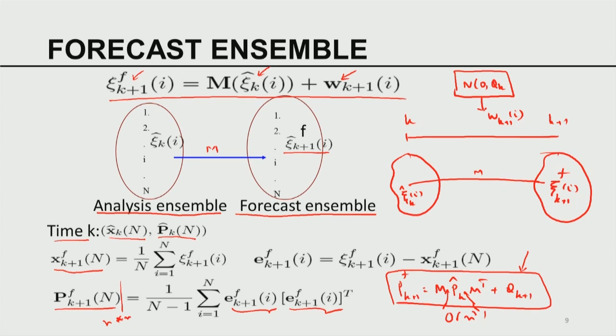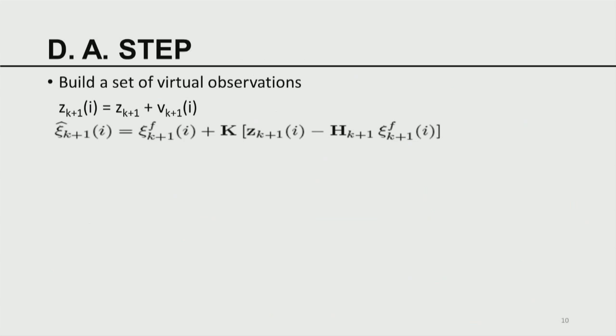I had the analysis at time k, I had a forecast at time k plus 1, I have moved things forward. Now what do you do? I have to do data assimilation. So there are N forecast members. So let's go back and understand this now.